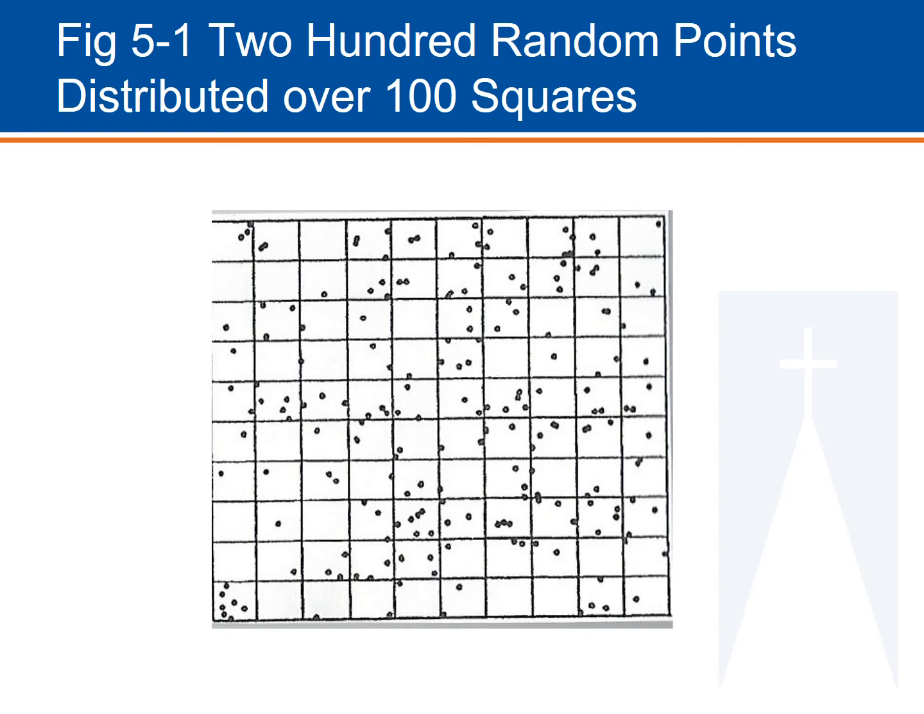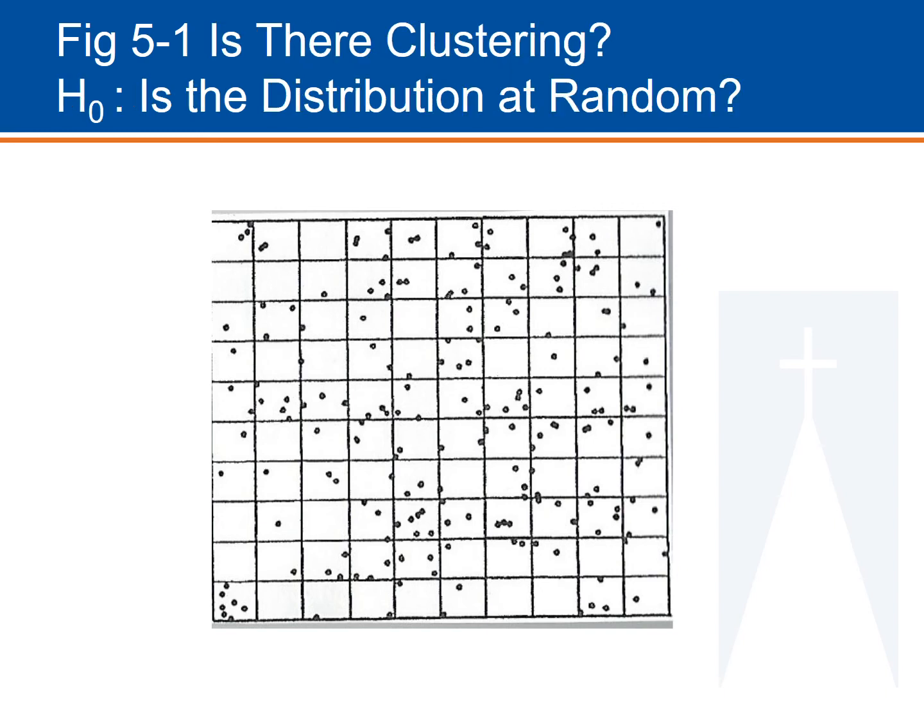In order to illustrate the idea behind Poisson regression, I'll use the example from the book. In the example, the authors give a square with 200 points generated at random over 100 squares. Is there clustering? The Poisson regression asks this question by posing the null hypothesis: is the distribution at random?